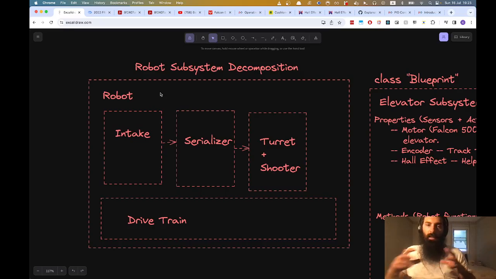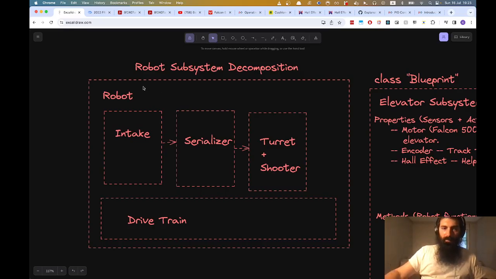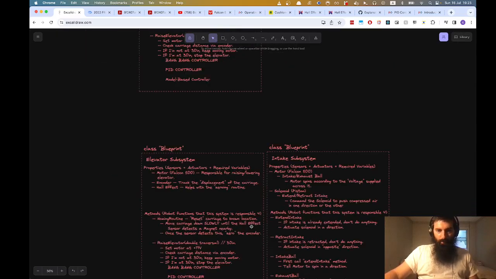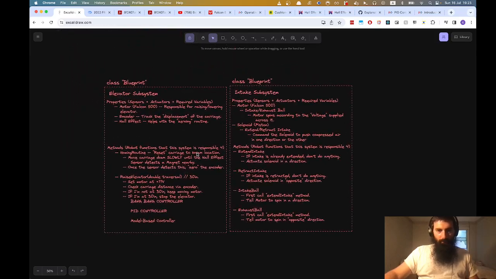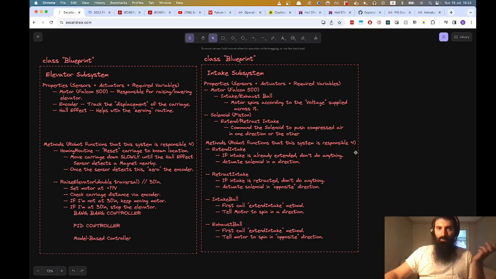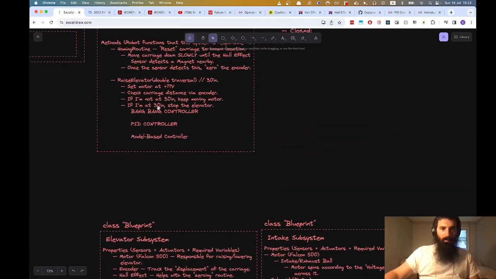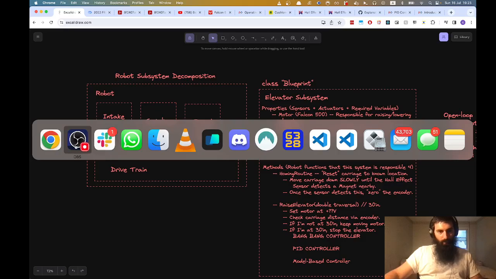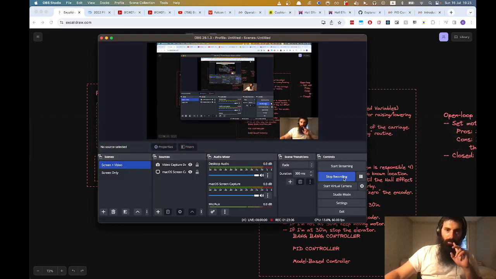So the robot can coordinate all of these subsystems together in such a way that it can perform the actual tasks that the robot needs to accomplish. Okay, so with that being said, I think this was a pretty comprehensive overview of what we've done so far with robot subsystem decomposition. So thank you very much, and we'll conclude here.